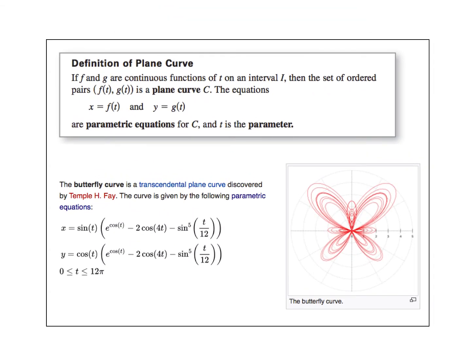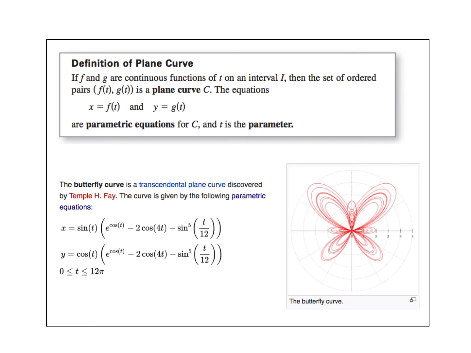So a definition of a plane curve: if f and g are continuous functions of t on an interval I, then the set of ordered pairs f of t comma g of t, or x and y of t's, is a plane curve C. The equations x equals f of t and y equals g of t are parametric equations for this plane curve C, and t is the parameter.